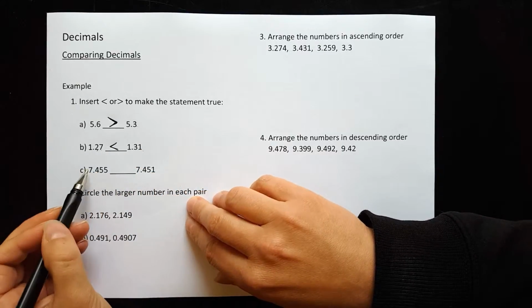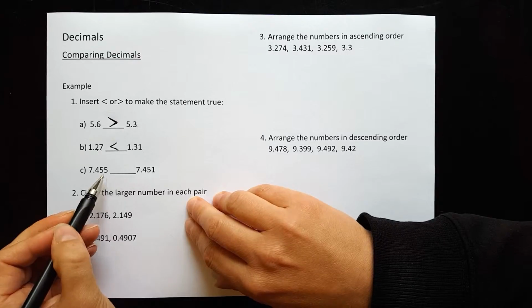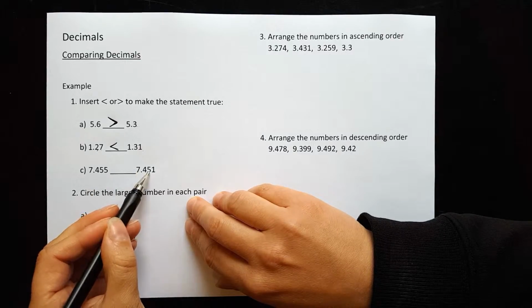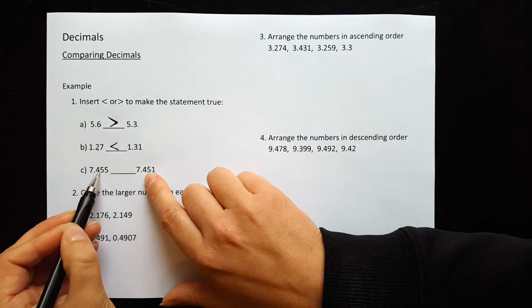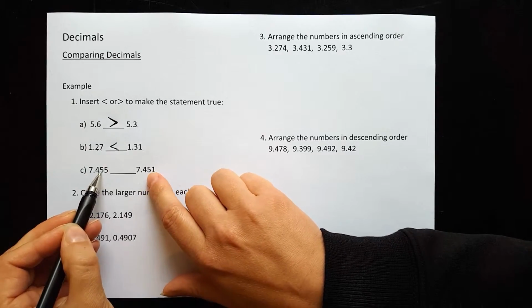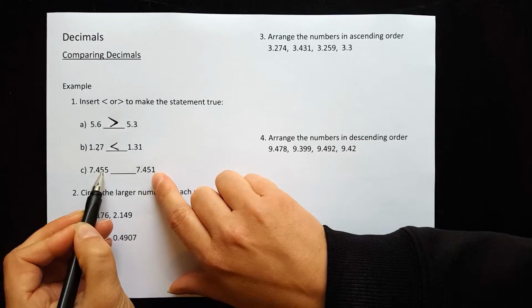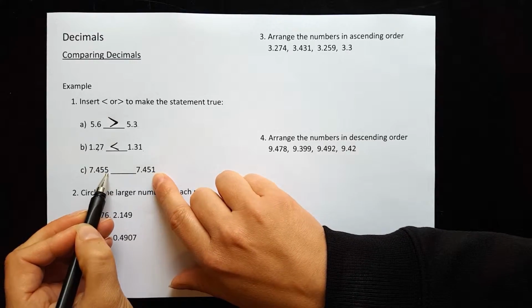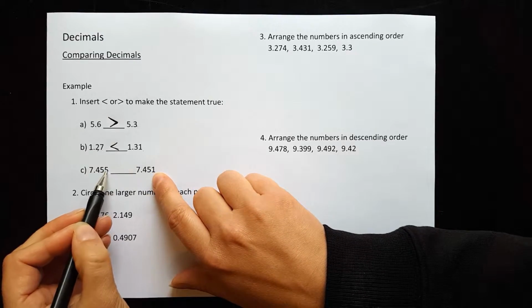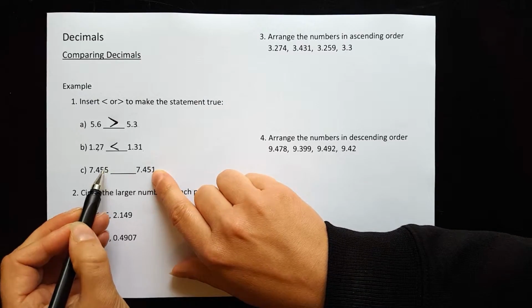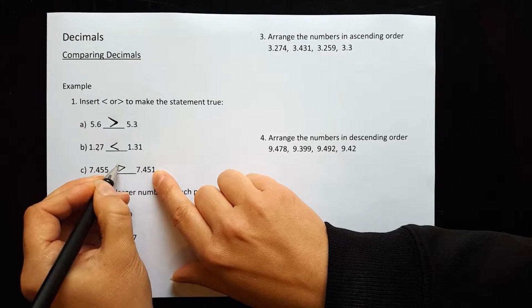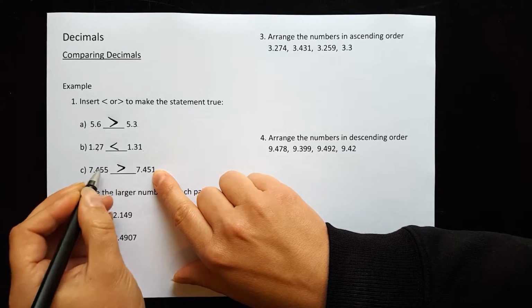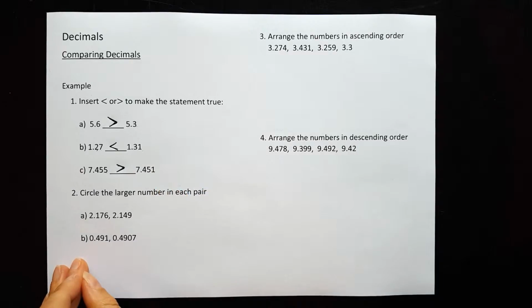For C, 7.455 and 7.451. The first number is the same, the tenths are the same, the hundredths are the same. Its only difference is here in the thousandths. And 5 thousandths is more than 1 thousandth. So this number is bigger. So I need the arrow pointing this direction. So it's a greater than symbol.